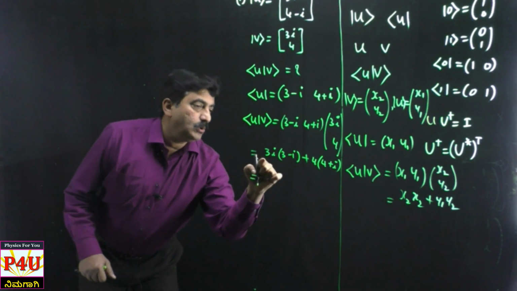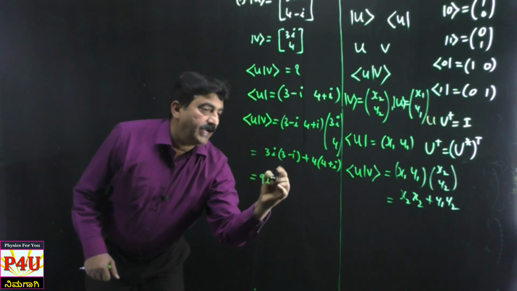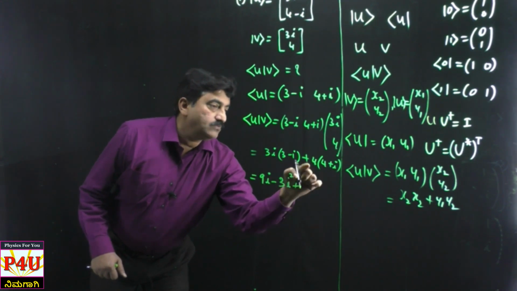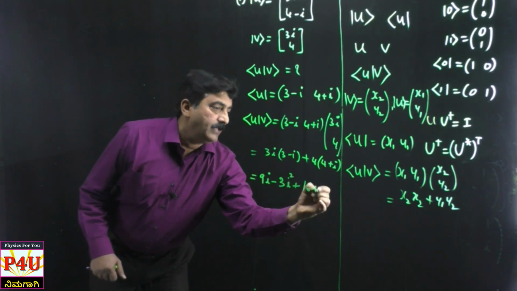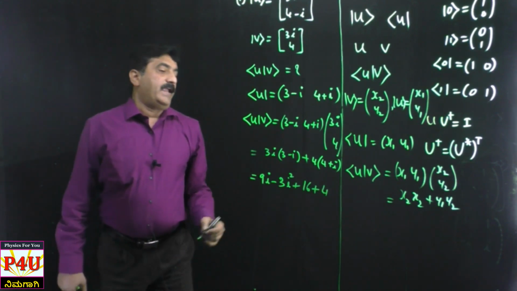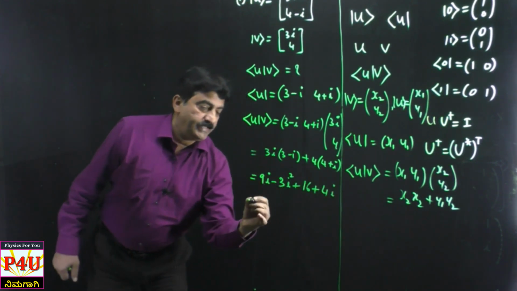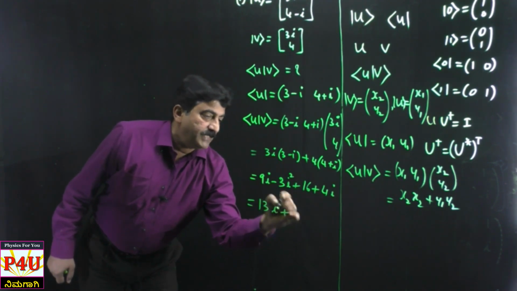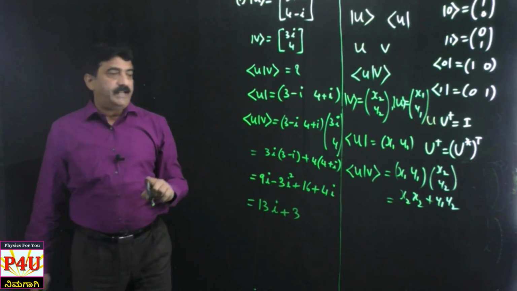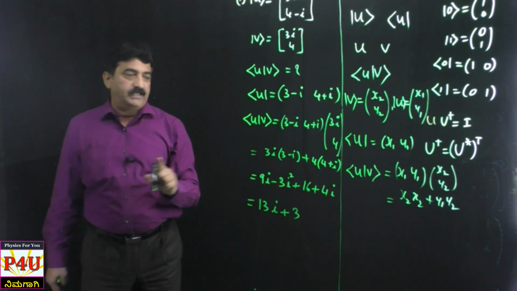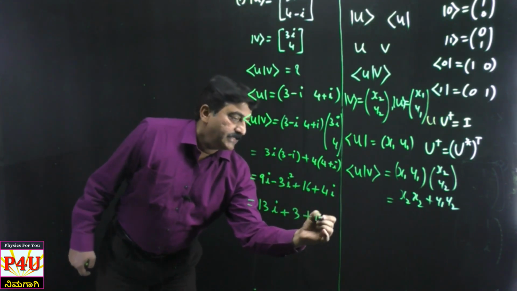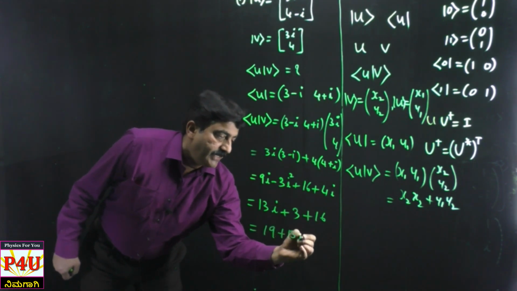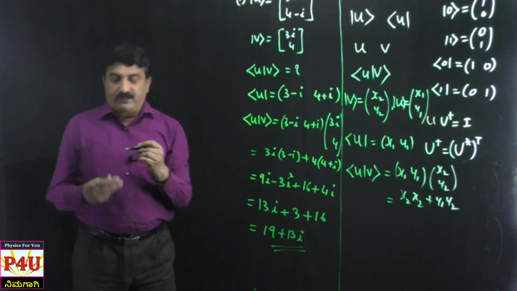That is equal to 3 3s are 9i minus 3i square plus 4 4s are 16 plus 4i. That is equal to 9 plus 4, 13i, plus this is 3. You know why it is 3? Yes sir, because i square is minus 1, minus into minus is plus, and that is 16. So finally I will have 19 plus 13i. Dear students, please check this equation.